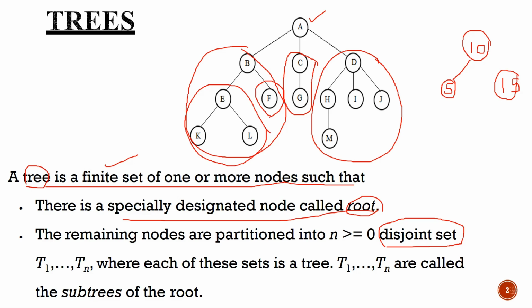Now if you take the tree notation, 10 is the root node. 10, the whole together, is one tree, and it has two subtrees. This is my first subtree, this is my second subtree. So this is how trees are represented and used. Now let us continue.